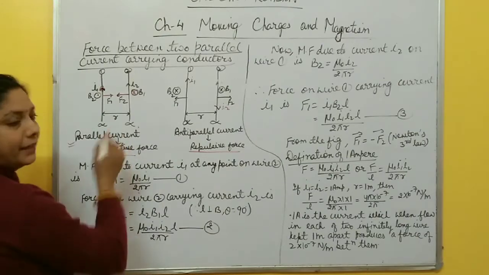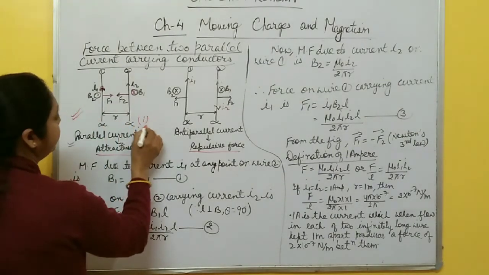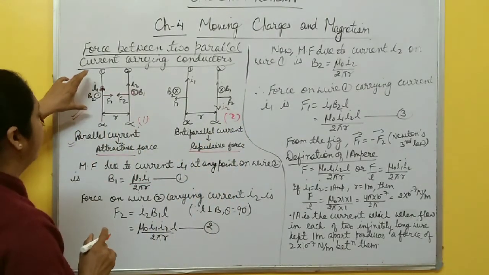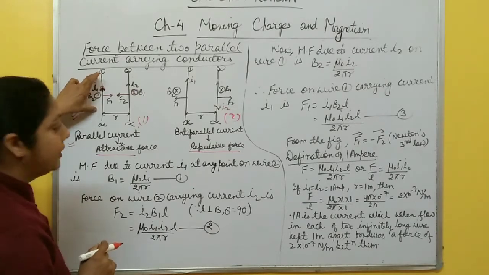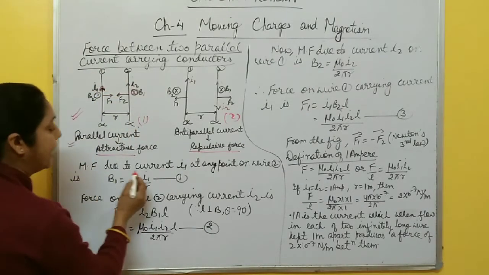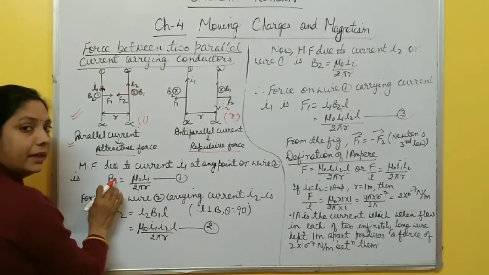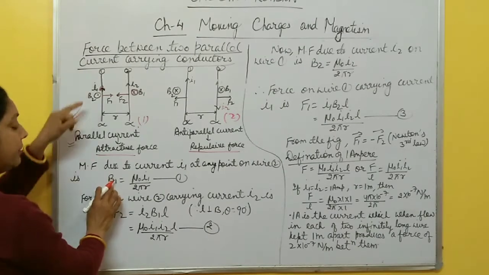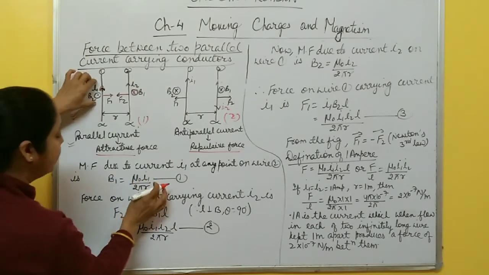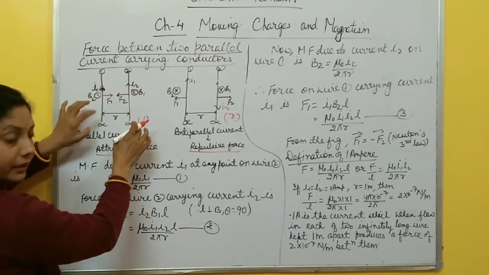So let us find the magnitude of this force. Suppose this is figure 1 and this one is figure 2. In figure 1, magnetic field due to this current I1 on wire I2 is B1. Magnetic field due to current I1 at any point on wire I2 is given by, what is the formula for the magnetic field of a current carrying wire? Mu naught I1 by 2 pi r. R is the distance between these two infinite conductors, right?